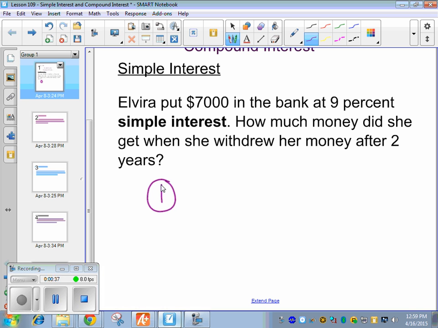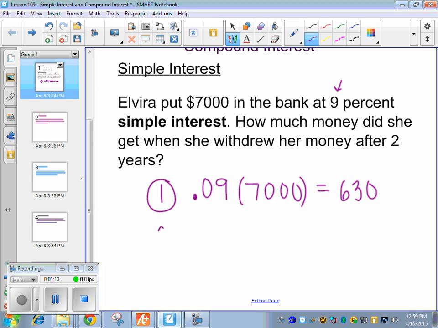First of all, 9% is what decimal? 0.9? Okay, 0.9 is 90%, so 0.09 is 9%. So of $7,000, this is how much we're going to make in interest. 0.09 times 7,000 is $630. All right, so 630 bucks we made in 1 year.